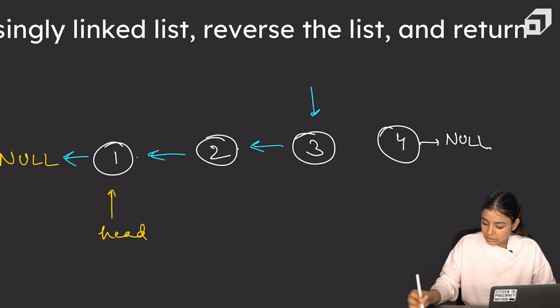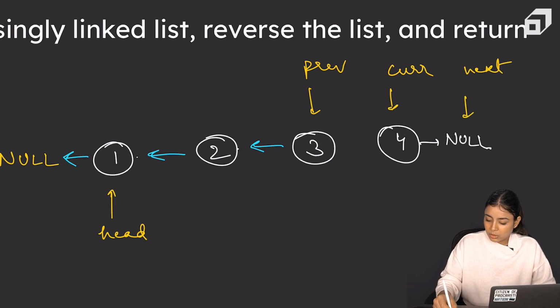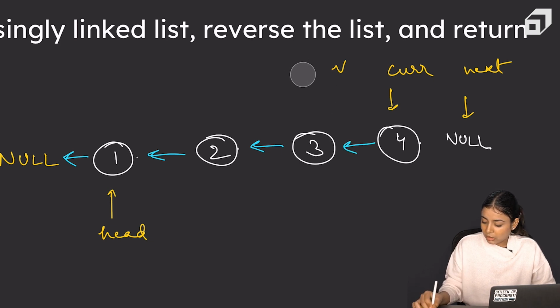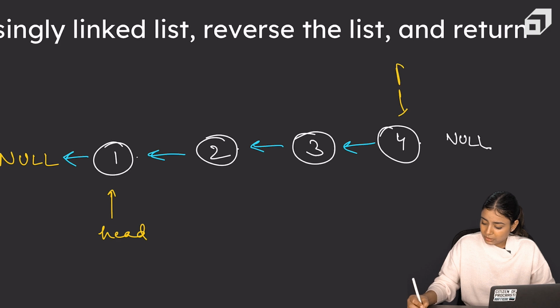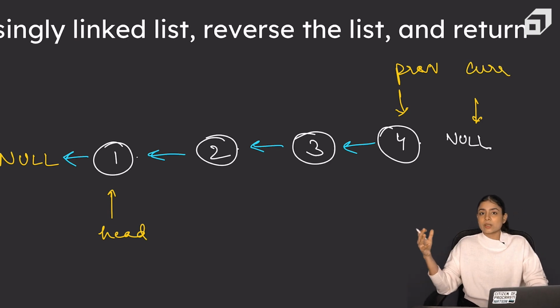So now previous is here, current is here, and next is here. Once again we'll change the link of current node to make it point to previous, and we'll shift our pointers. So now previous is here on my last node, okay, and current is here. Now I don't need to move any further ahead in my linked list. I have reversed my entire linked list.